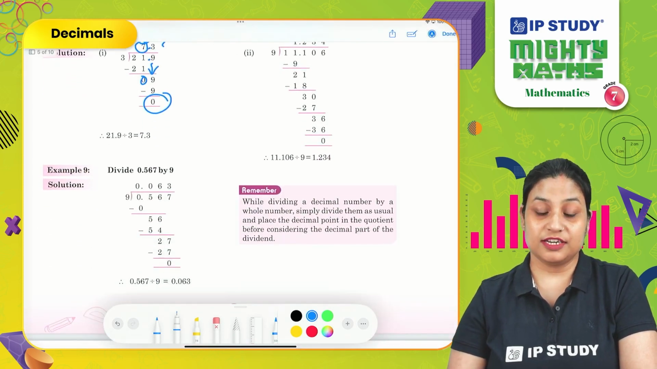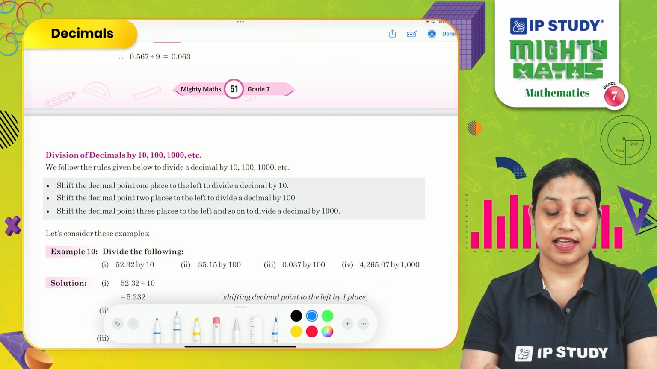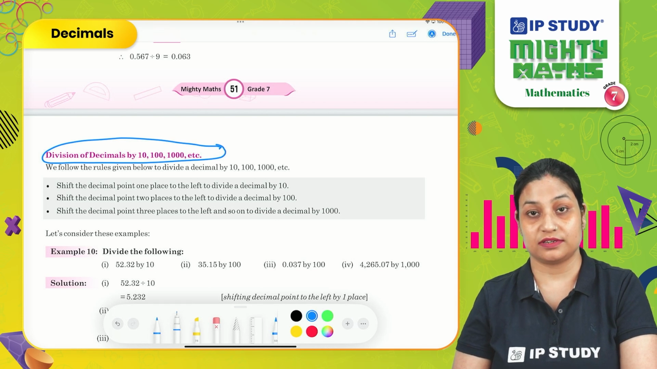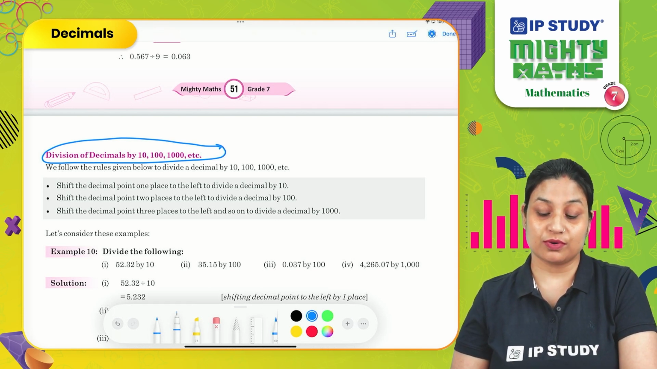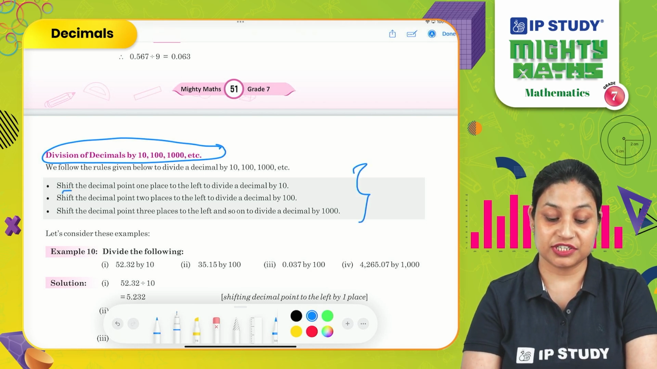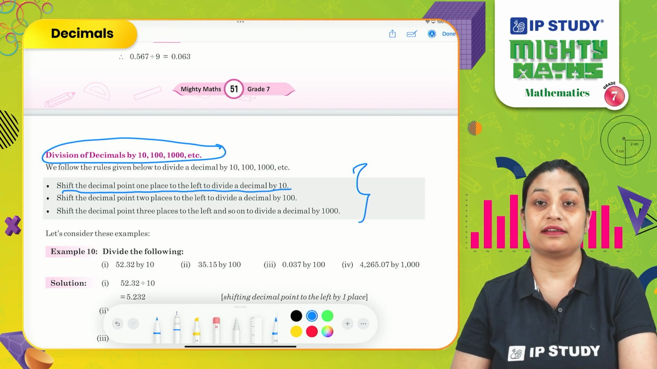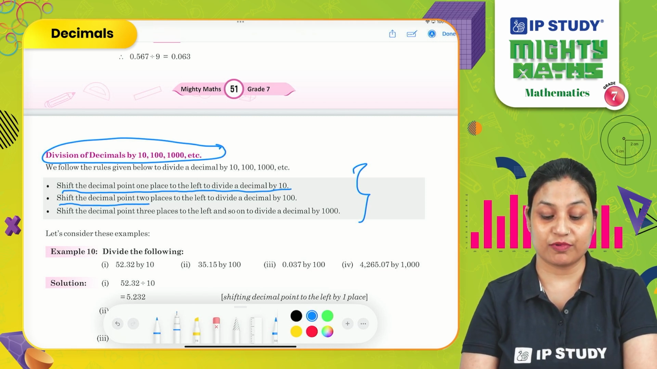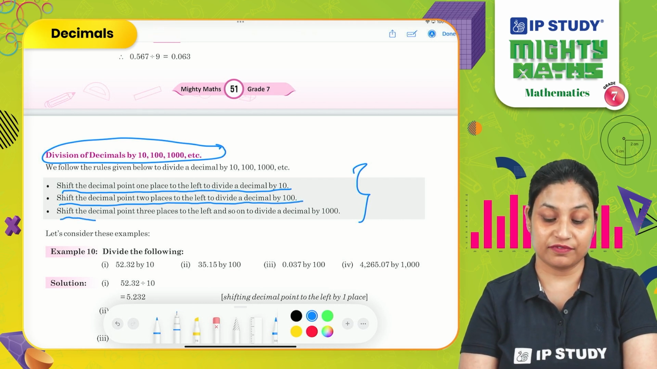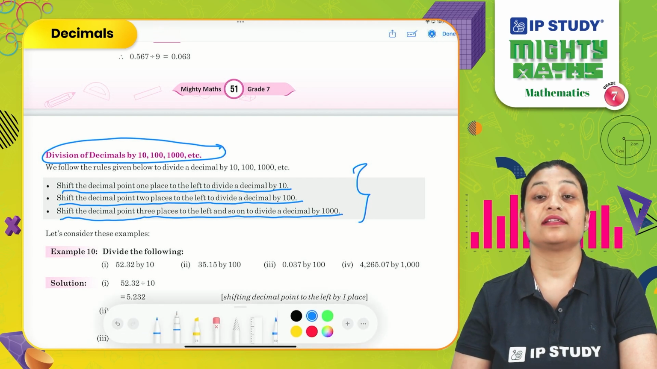Now, let's move on to the next topic. Let's see what is there. It is the second scenario, that is division of decimals by 10, 100 and 1000, etc. In order to do so, there are some rules written over here. Let's read the rules. It says shift the decimal point one place to the left to divide a decimal number by 10. Similarly, shift the decimal point 2 places to the left to divide a decimal by 100. And shift the decimal point 3 places to the left and so on to divide a decimal number by 1000.